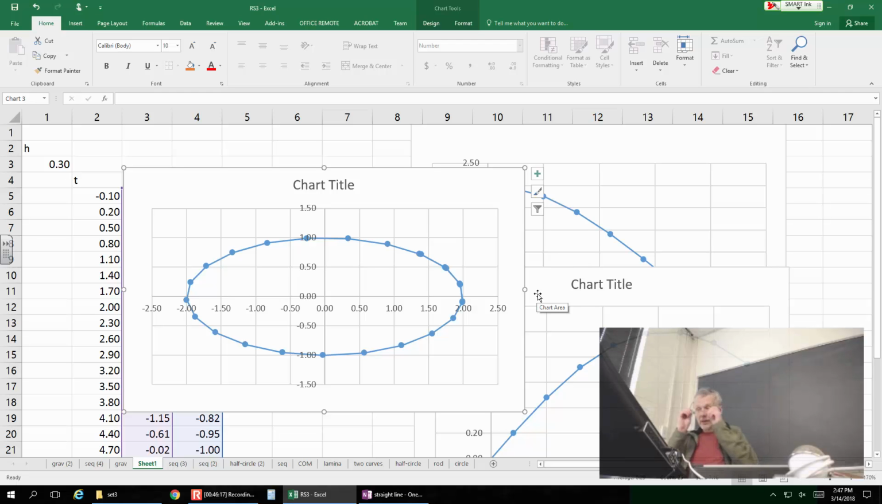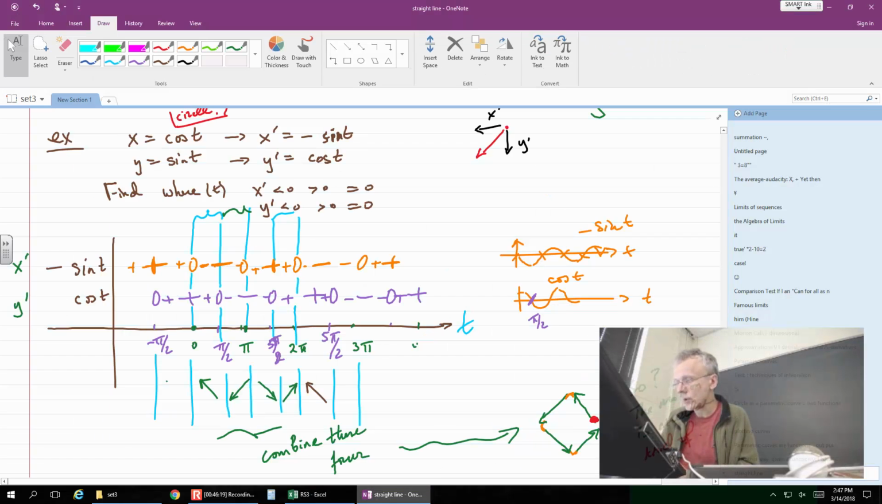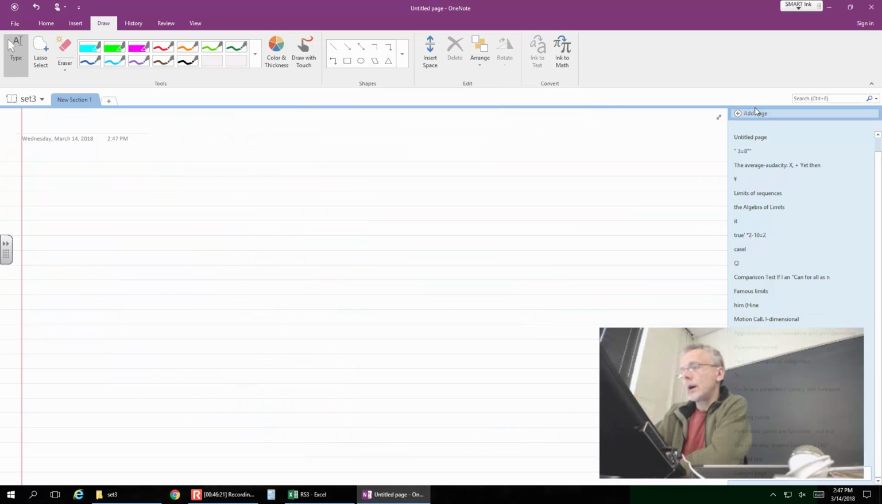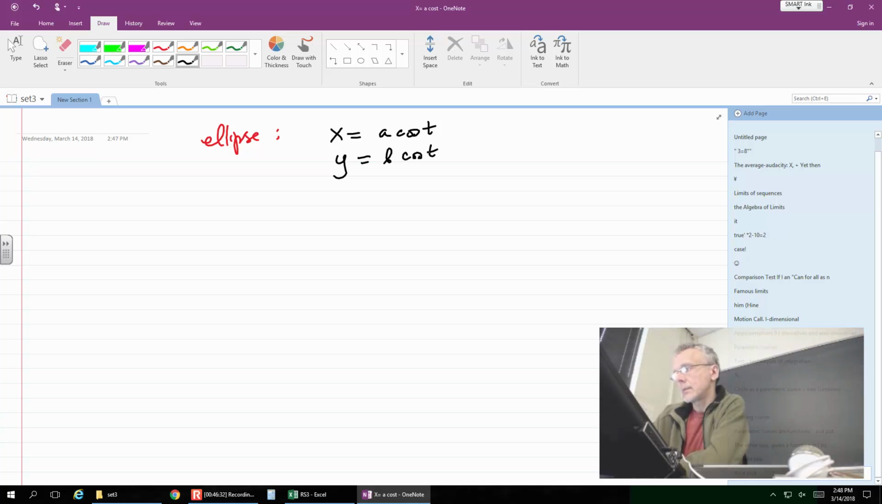Okay, so as I said, once again, it is very easy to do algebraically. An ellipse is x = a cosine t, y = b sine t. If a and b are equal to each other, then you have your circle. Otherwise it is stretched.